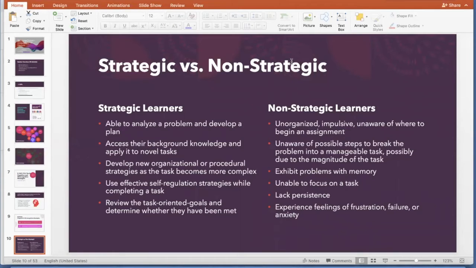Non-strategic learners, on the other hand, are unorganized, often can be impulsive, not sure where to begin with an assignment, not sure how to break an assignment or a task down into steps that are more manageable, can get kind of overwhelmed by the magnitude of a task, can have problems with memory, trouble focusing, trouble with persisting, give up easily, experience feelings of frustration, failure, anxiety. So this non-strategic learner category often is going to catch a lot of our students with disabilities, but it also catches a lot of other students in our classrooms.